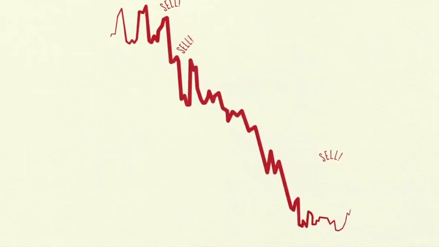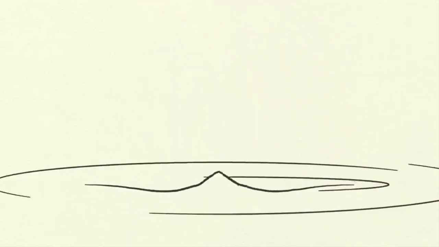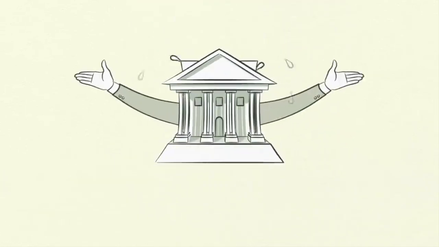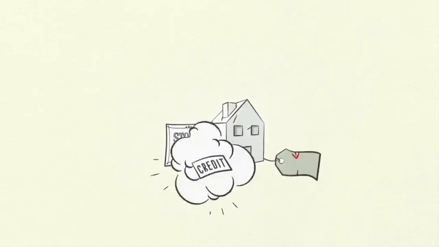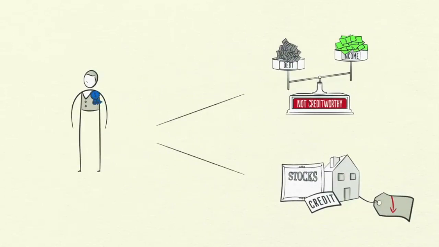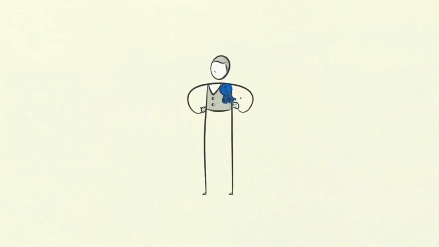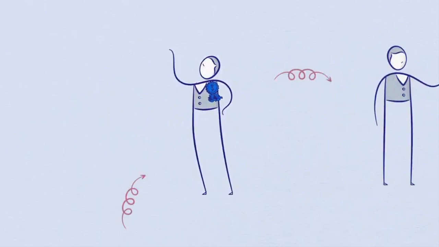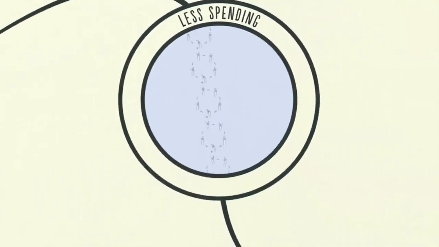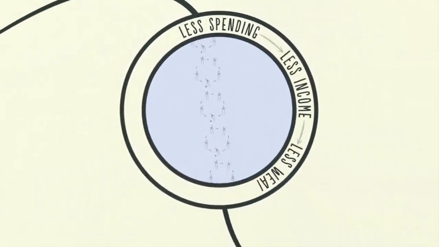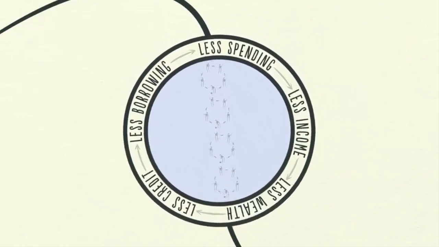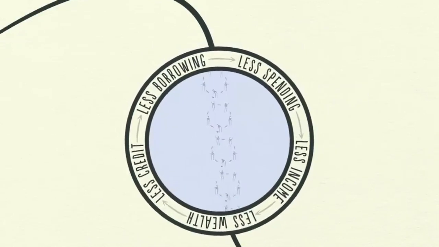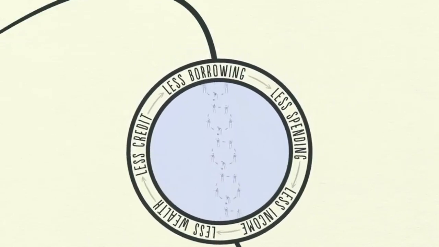This is when the stock market collapses, the real estate market tanks, and banks get into trouble. As asset prices drop, the value of the collateral borrowers can put up drops. This makes borrowers even less creditworthy. People feel poor. Credit rapidly disappears. Less spending, less income, less wealth, less credit, less borrowing, and so on. It's a vicious cycle. This appears similar to a recession, but the difference here is that interest rates can't be lowered to save the day.